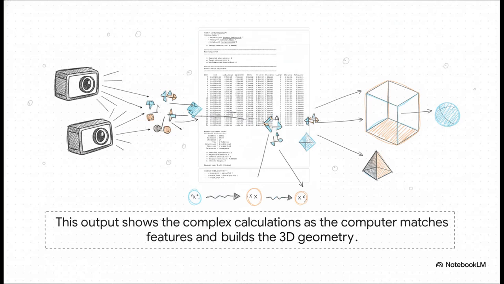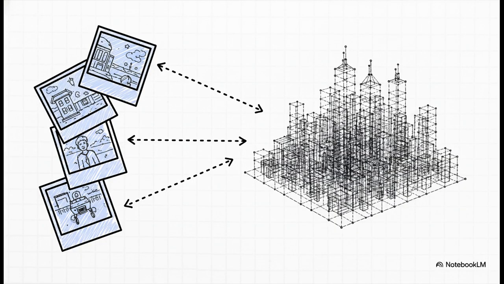And this is a peek under the hood at the computer's brain while it works. This log file is showing us all the intense number crunching happening in the background. It's matching thousands of features, running calculation after calculation, and slowly, piece by piece, building the geometry of the world from nothing but those flat images. And after all that thinking, this is it. This is what we get.